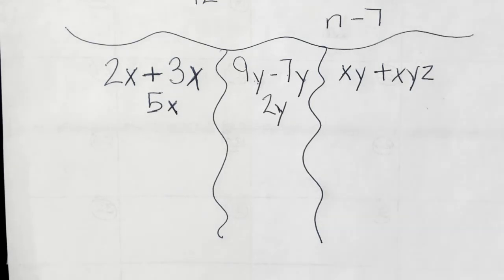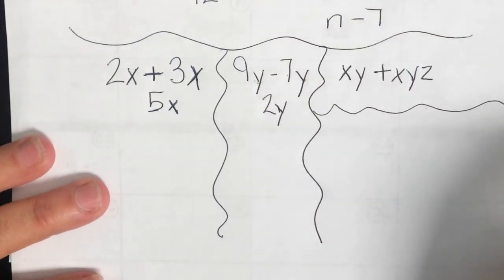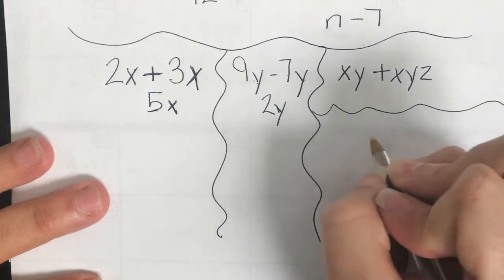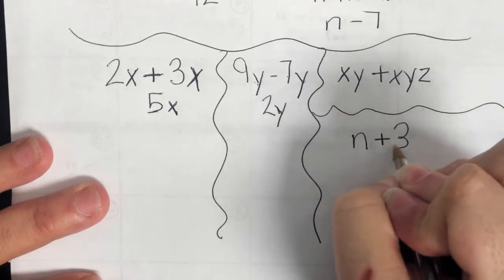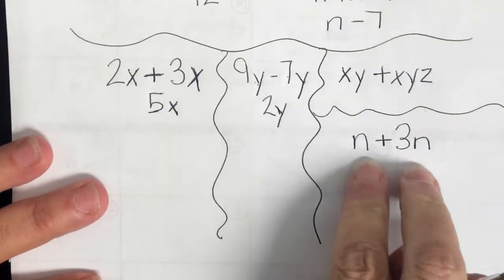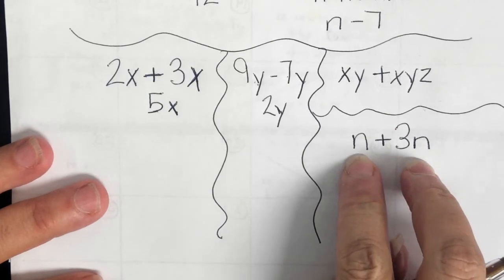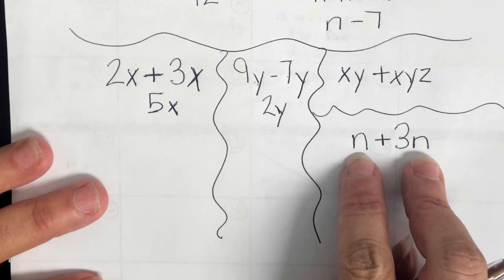Here's another thing. Okay. Let's say, and here's a big one. I have about half the class's eyeballs. Okay. Let's say I tell you n plus 3n. They're both n, so they're like terms, right?